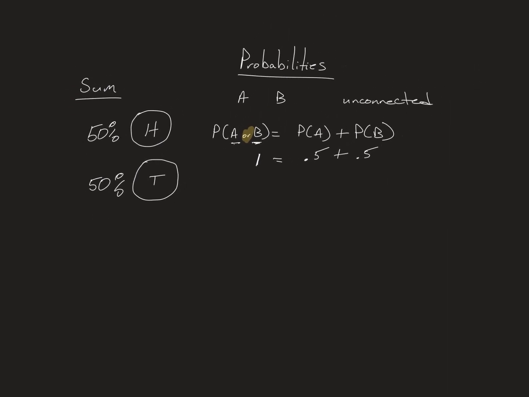It's important. These are going to be word problems, so you've got to know your language. The word "or" means I'm adding the probabilities of the options. Then you have the product rule.